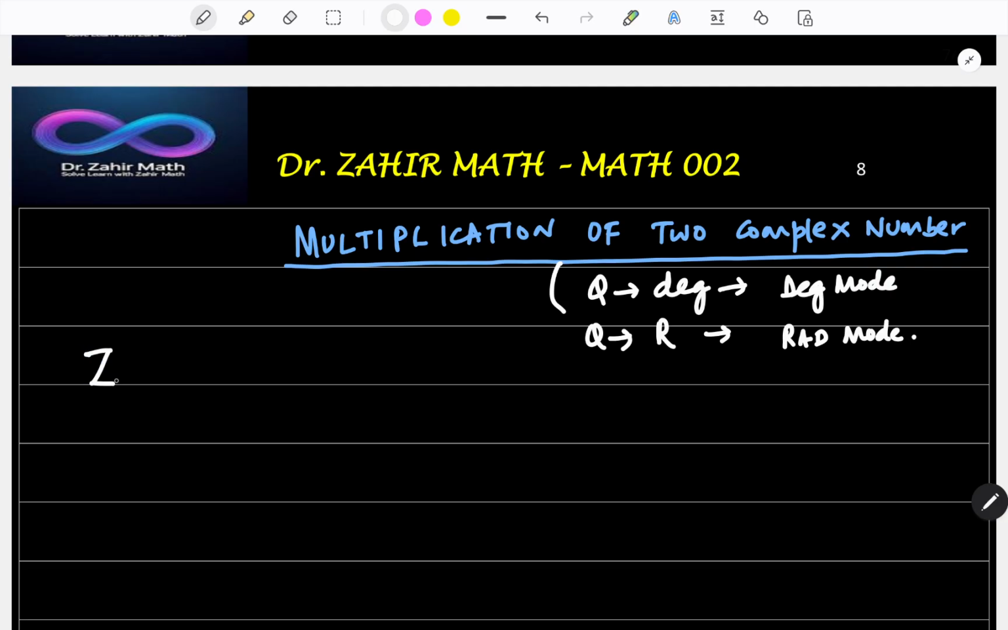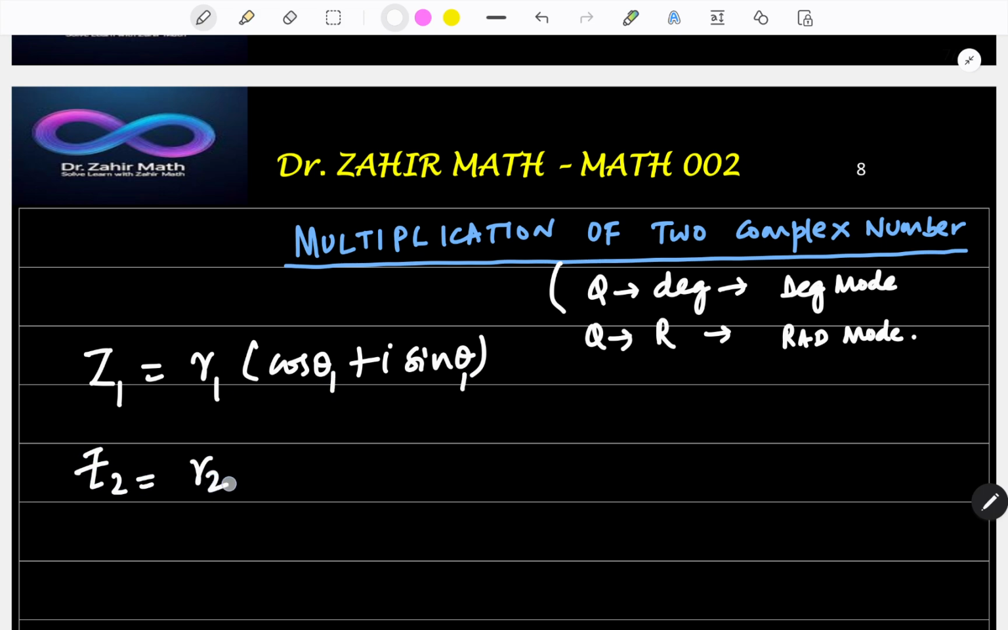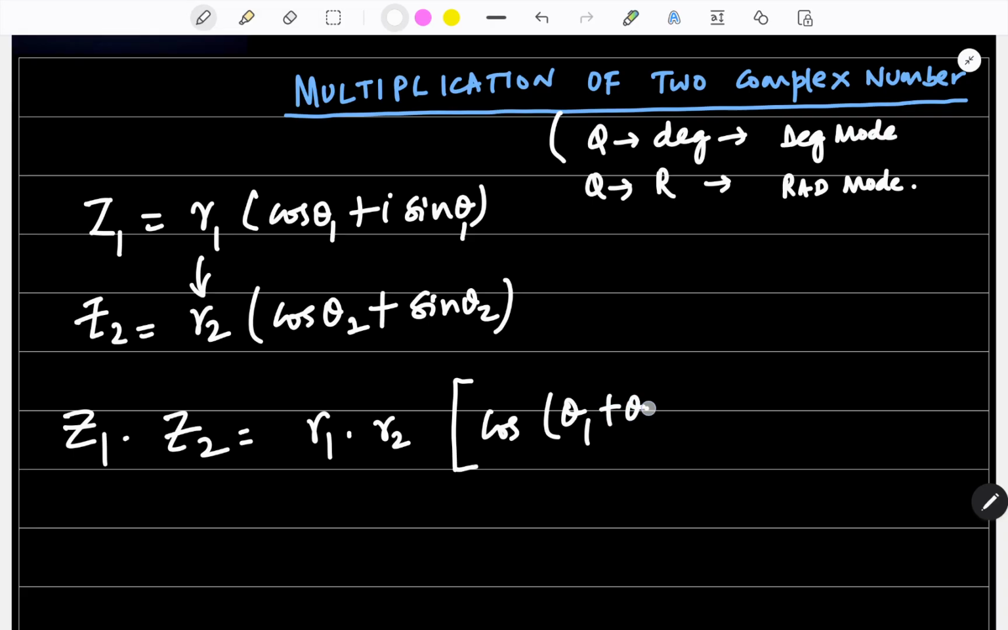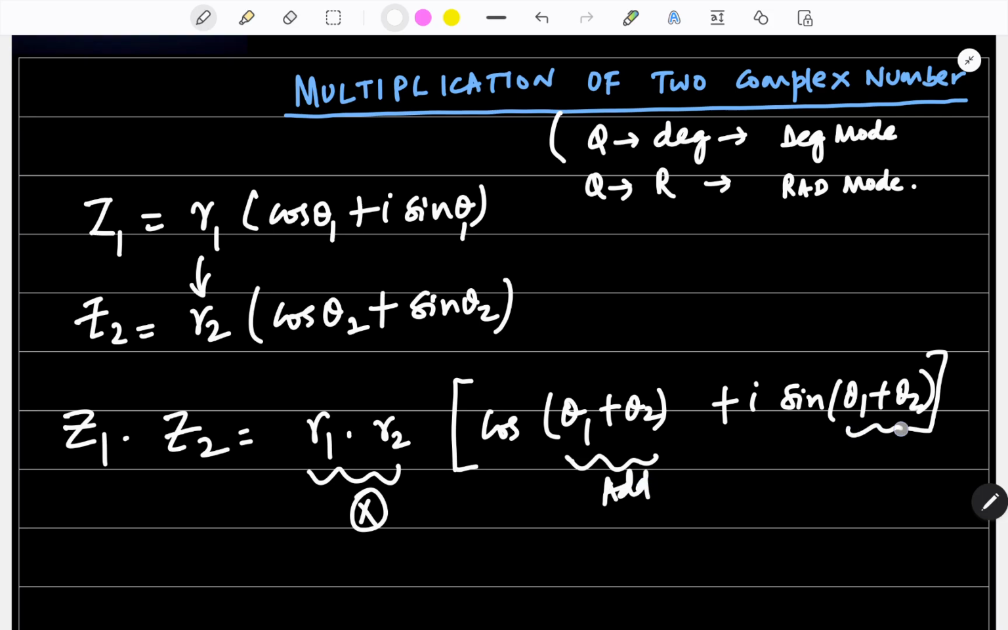Suppose you have a complex number Z1 equal to R1 times cosine theta 1 plus i sine theta 1. In general, this is the trigonometric form. And suppose you have another complex number Z2 equal to R2 cosine theta 2 plus i sine theta 2. If you want to multiply Z1 by Z2, what is the idea? R1 and R2 will multiply, but theta gets added: cosine of theta 1 plus theta 2 plus i sine of theta 1 plus theta 2. So this will multiply and this will add.